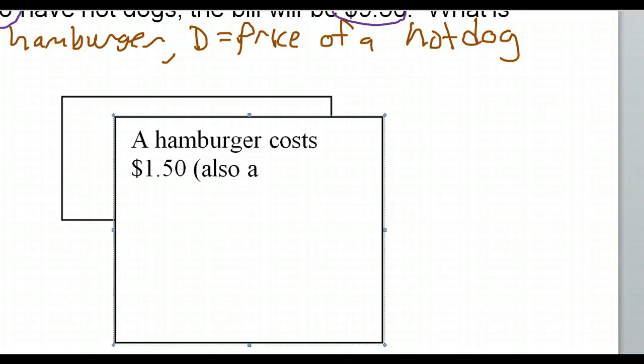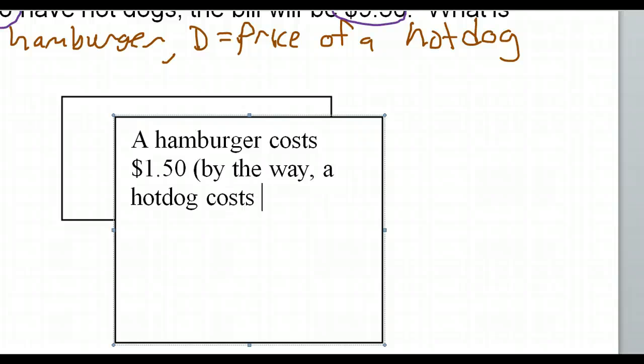Also, you know, I'm just going to say, by the way, a hot dog costs $1. Not that anybody asked.